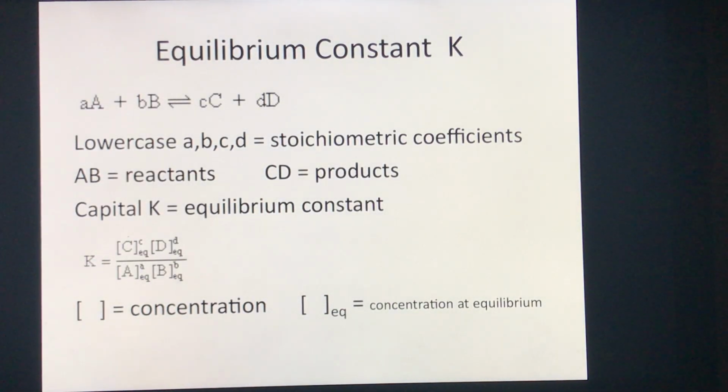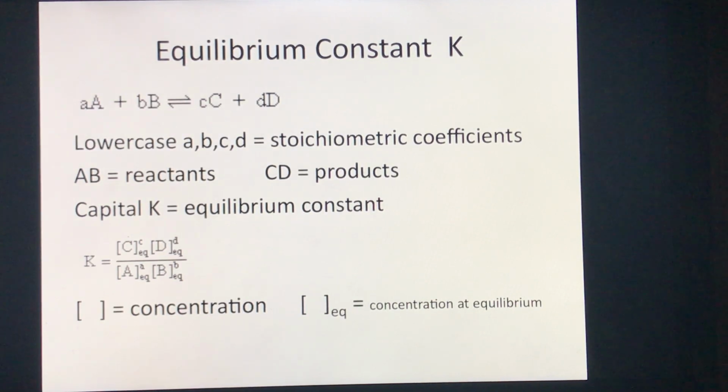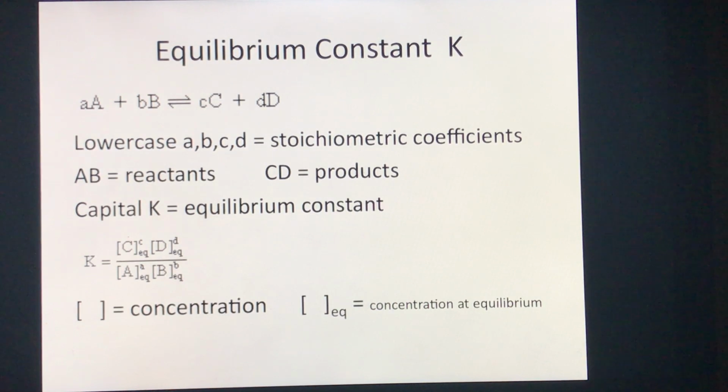So looking at this concept quantitatively, we can work with what's called the equilibrium constant. This is a capital K, and this can be explained by first viewing this equation here. It's a generic equation for a chemical reaction. The lowercase a, b, c, and d are the stoichiometric coefficients. The uppercase A and B are our reactants, and the uppercase C and D are the products.